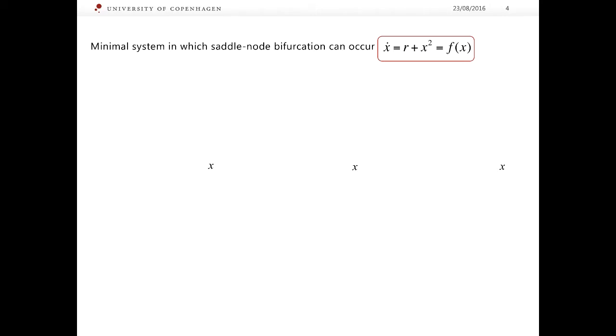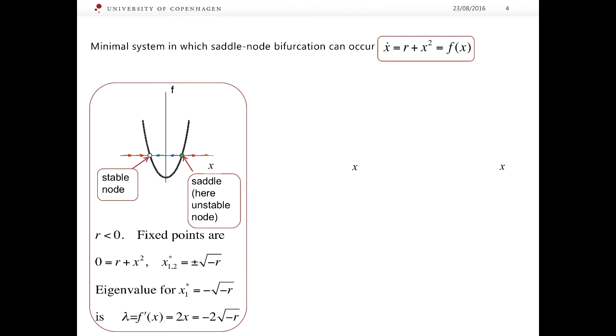It is described as follows: x dot is equal to a parameter r plus x squared, which defines the function f of x in the right-hand side. Because it is a one-dimensional system, we can draw the phase line diagram for it by plotting the function f against x. The function f is represented by a parabola which, for negative values of r, intersects 0 at 2 points. These 2 points are fixed points of this system.